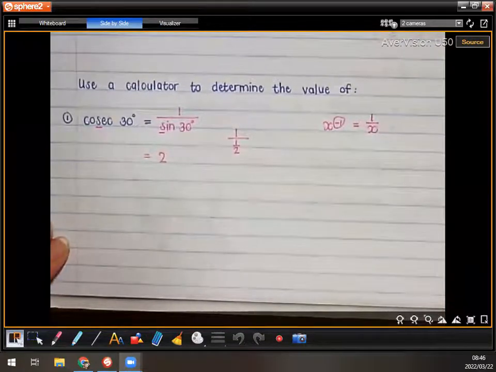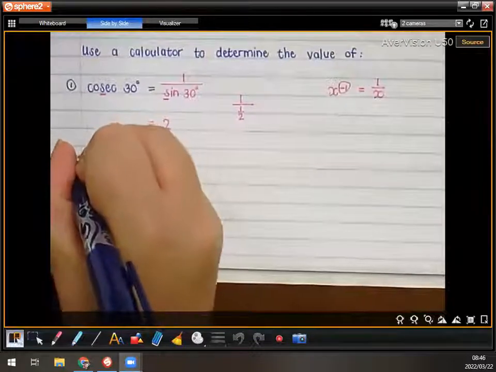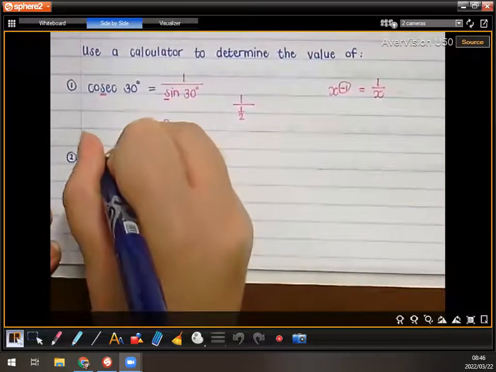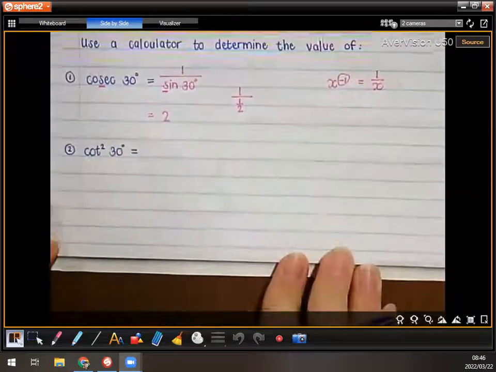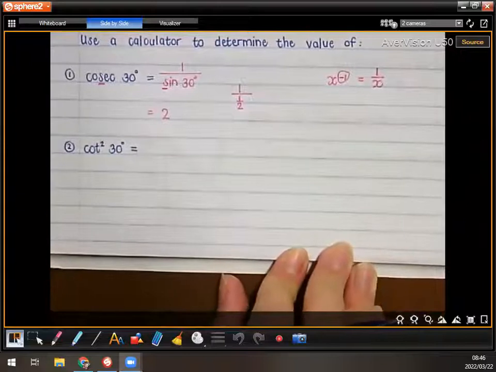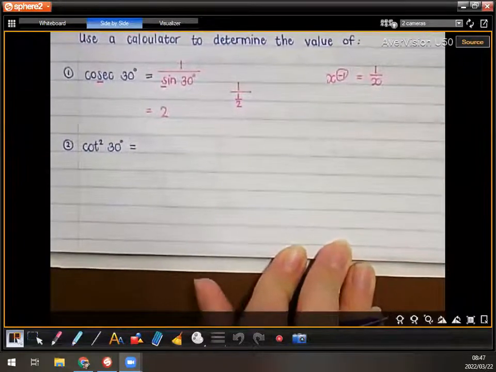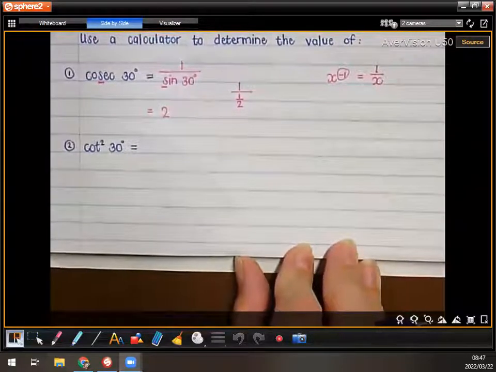Okay, let's look at another one here. Yes. Yeah, if they've given you the triangle. We just first need to know how to work with the calculator before we start working. Yeah, we can start doing it.